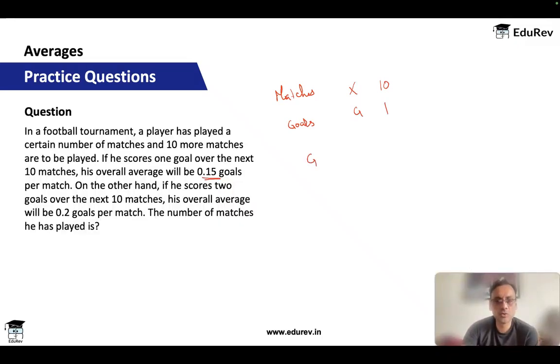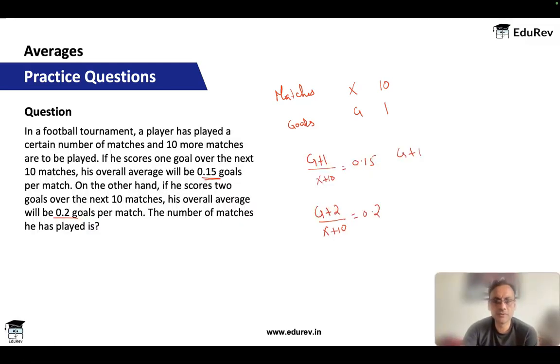So his total goals will be G plus 1. His matches will be X plus 10. That will give you the average, which is 0.15. But it says if he scores 2 goals, then his average will be 0.2. Okay, so G plus 2 upon X plus 10 is equal to 0.2. These are the two equations that we have.